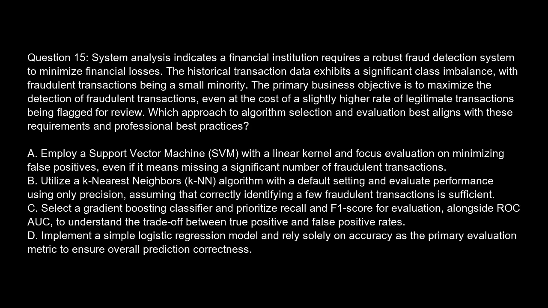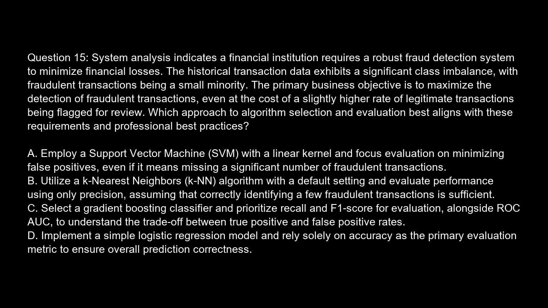Option A. Employ a support vector machine, SVM, with a linear kernel, and focus evaluation on minimizing false positives, even if it means missing a significant number of fraudulent transactions. Option B. Utilize a k-nearest neighbors, KNN, algorithm with a default setting and evaluate performance using only precision, assuming that correctly identifying a few fraudulent transactions is sufficient.